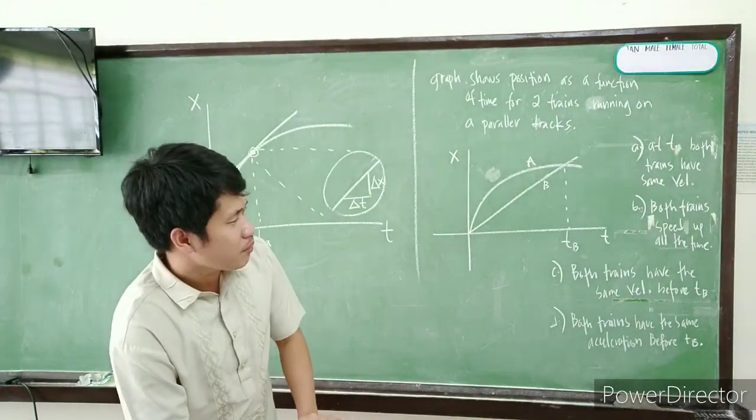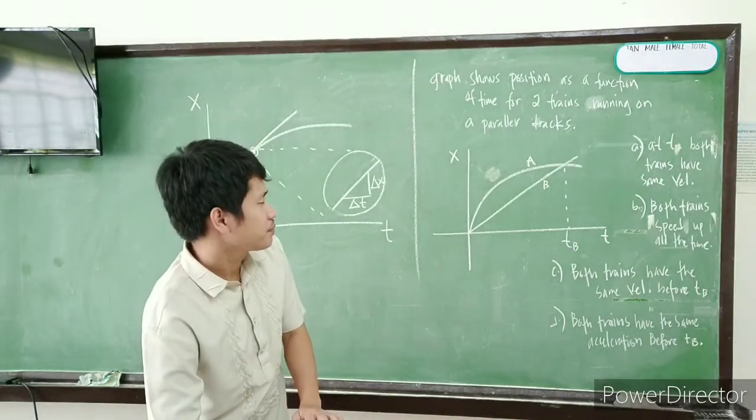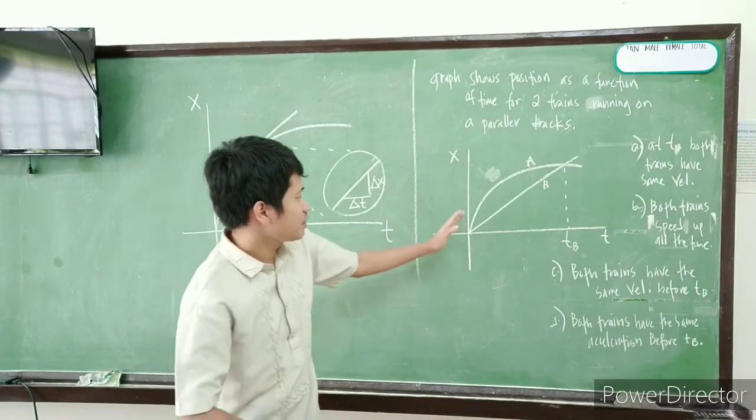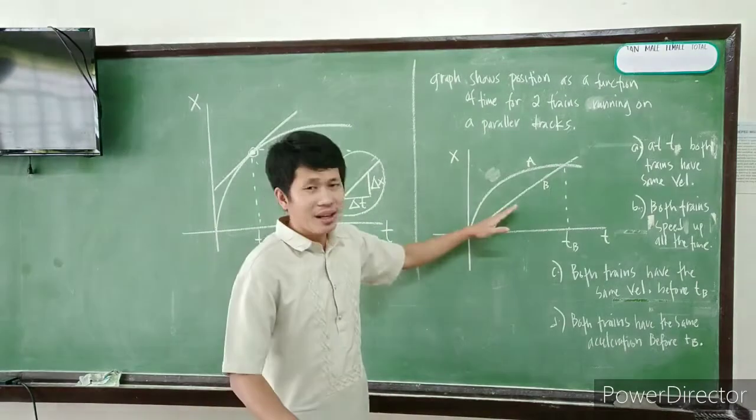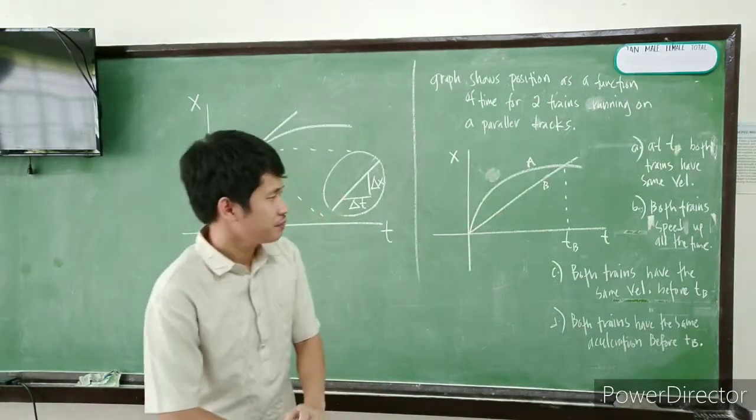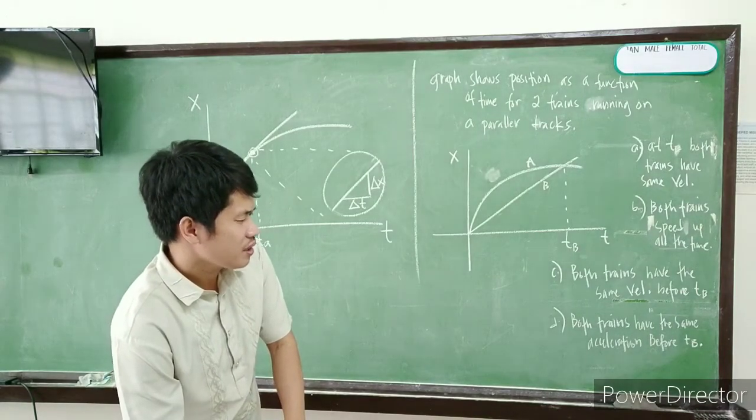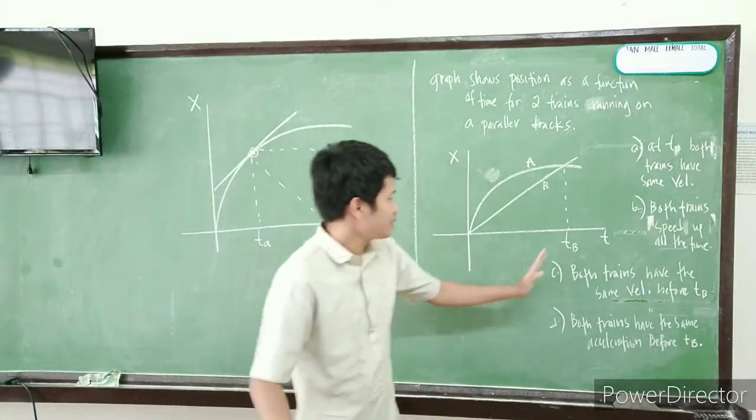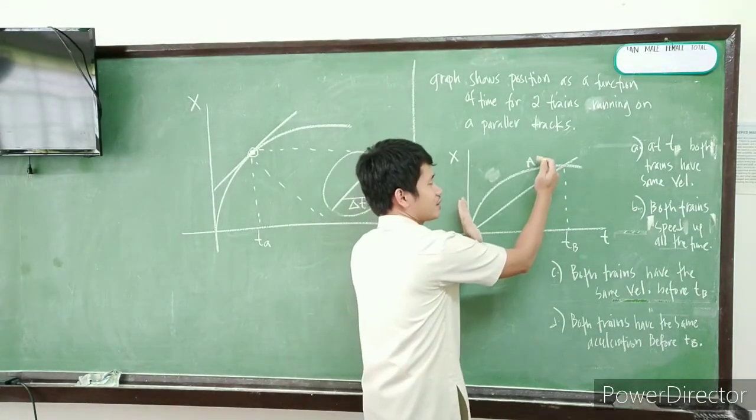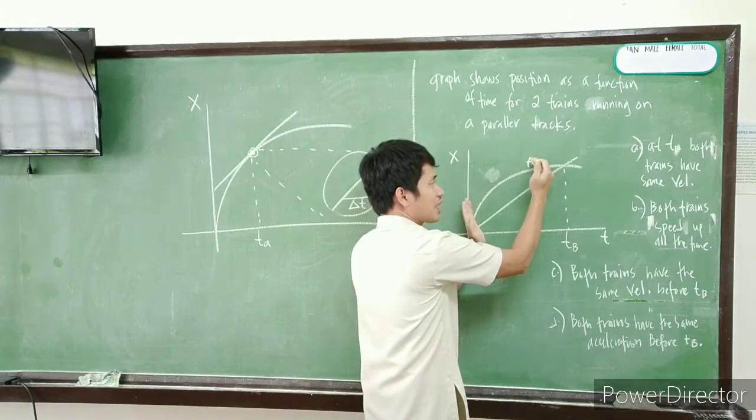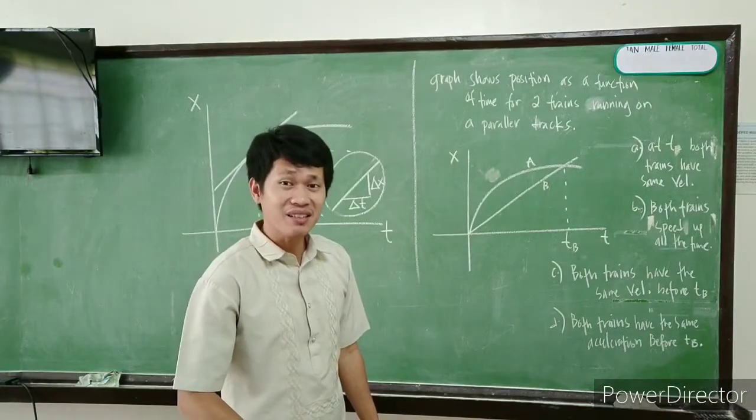For letter B naman, both trains speed up all the time. Okay, so false din yun. Kasi this train slows down, kagaya nitong example kanina. While this train naman has a constant velocity. How about letter C? Both trains have the same velocity before t sub b, before this point. Somewhere along this time, nagkaroon sila ng parehas na velocity. What do you think? Oh, that makes sense, ano?